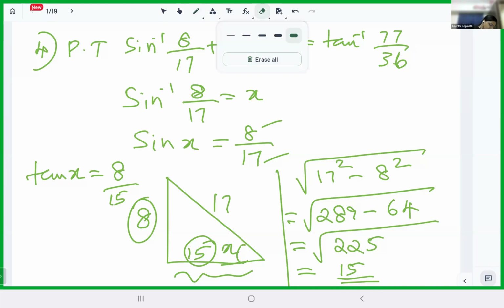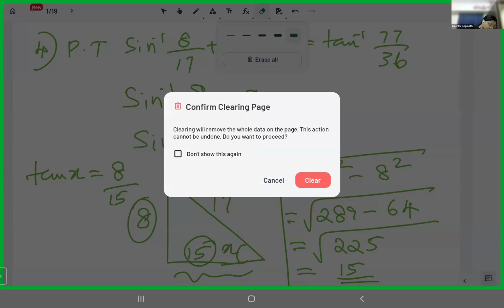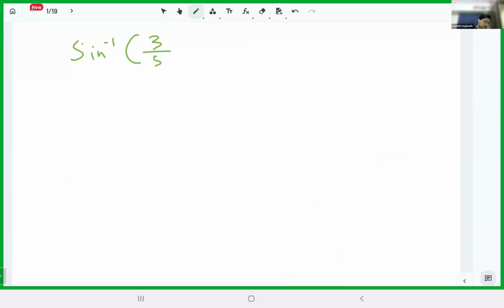Let sine inverse of 3 by 5 be y. The second term in the question was sine inverse of 3 by 5, so let sine inverse of 3 by 5 be y. Similarly, we have to find out the value of tan y. So from this you can write 3 by 5 is equal to sine y.